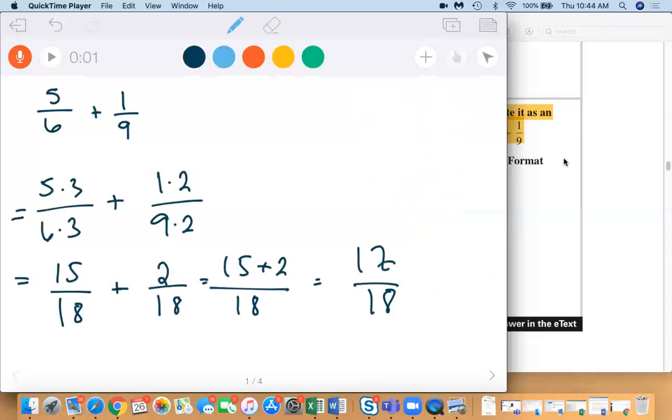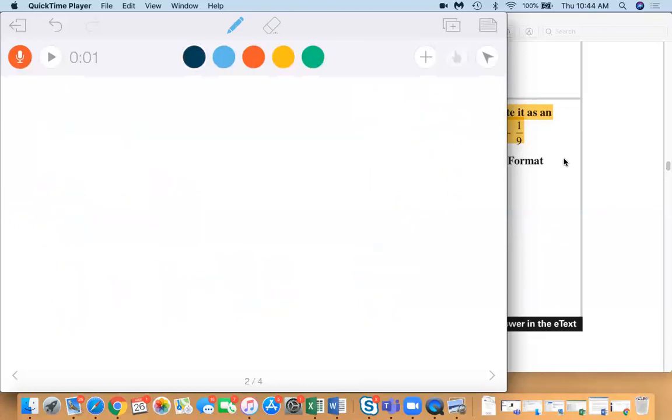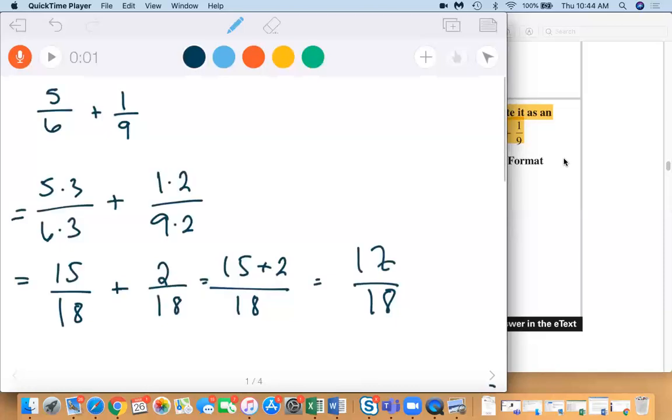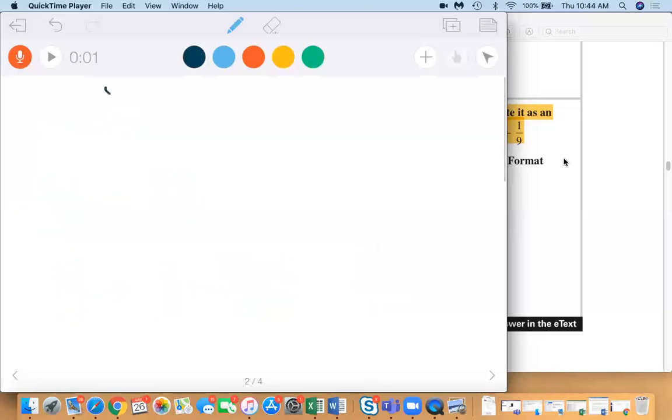Okay, so let's go ahead and do this one time with the vertical method. So we're gonna say, what was our fractions? It was 5/6 and 1/9. So we have 5 over 6 plus 1 over 9. We already know our lowest common denominator is 18, so we're not gonna go through that. We'll go through the factorization method in the next problem.